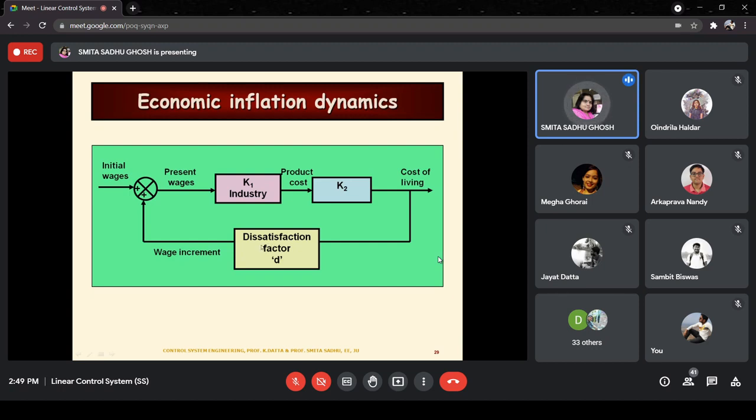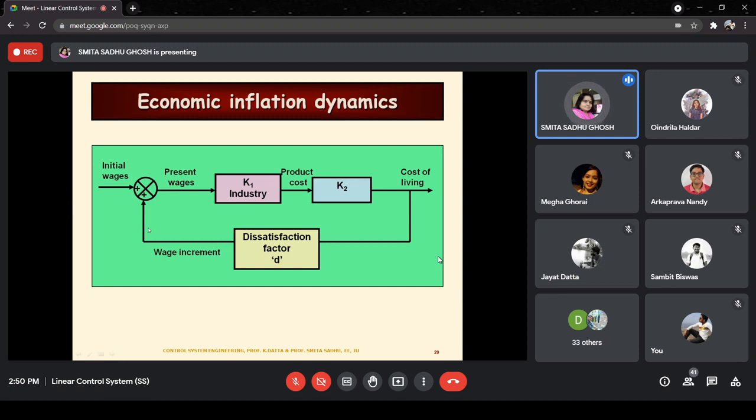So when they have dissatisfaction, let us start from here: the workers had some initial wages to start with, right? Say their wage was 100 rupees. Now the cost of living has increased and they have spent 120 rupees or so, so dissatisfaction has arisen. There is a dissatisfaction factor. So what will happen? They will actually push for a wage increment. They will agitate or somehow speak with the management, and they will want a wage increment.